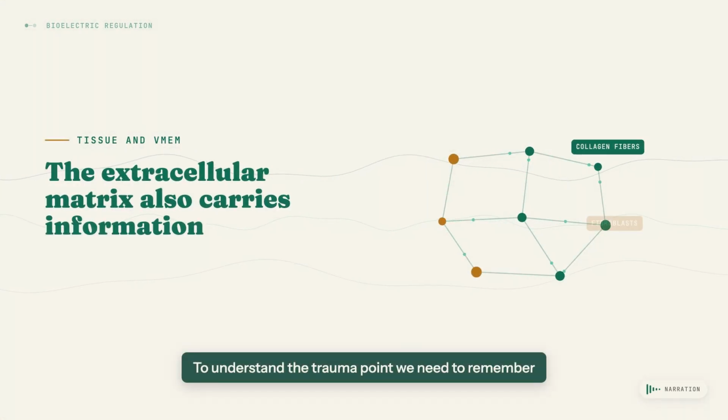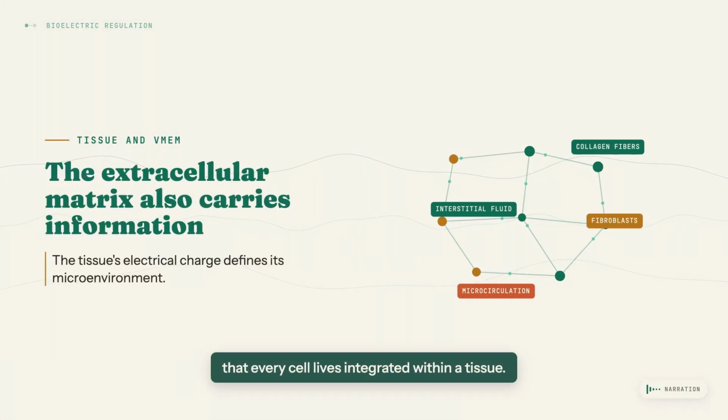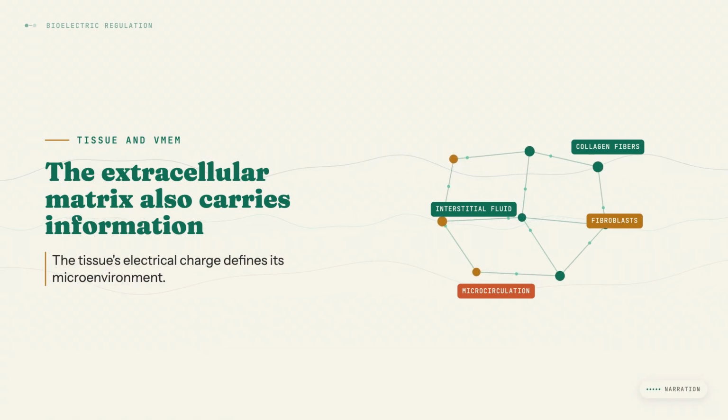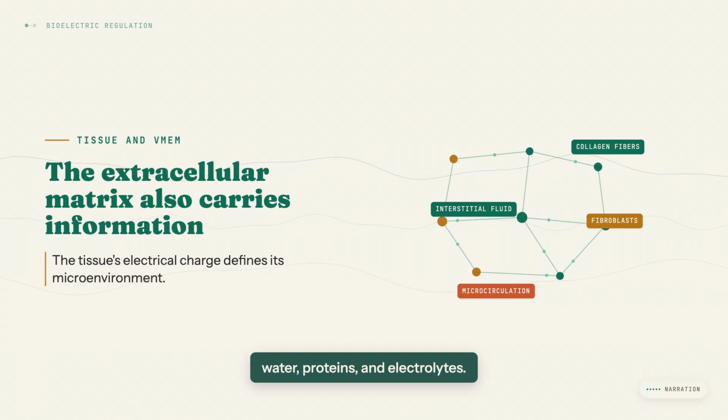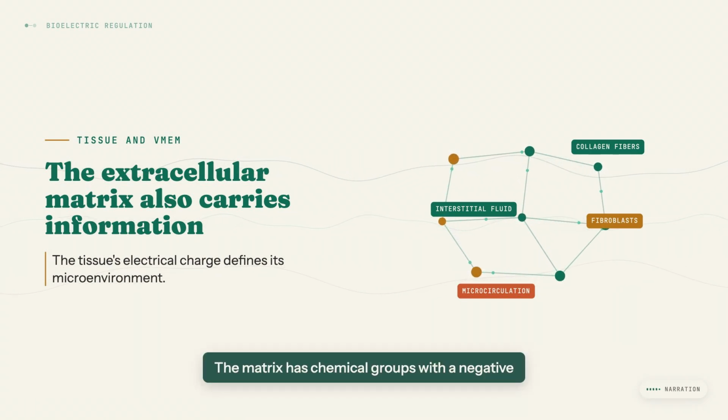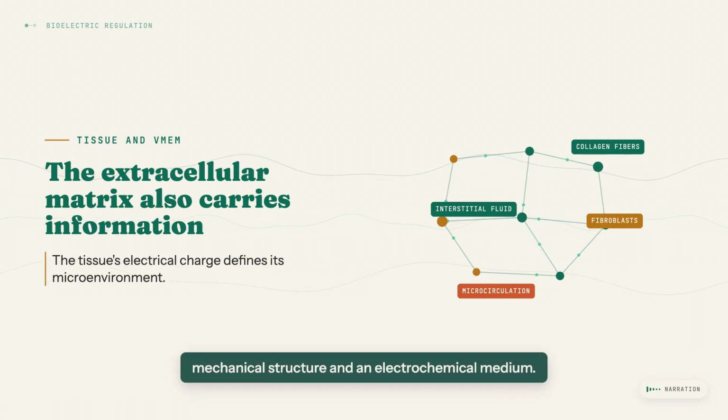To understand the trauma point, we need to remember that every cell lives integrated within a tissue. Each cell is surrounded by extracellular matrix, water, proteins, and electrolytes. The matrix has chemical groups with a negative charge capable of attracting positive ions, retaining water, and modifying the local microenvironment. This means that tissue is, at the same time, a mechanical structure and an electrochemical medium.